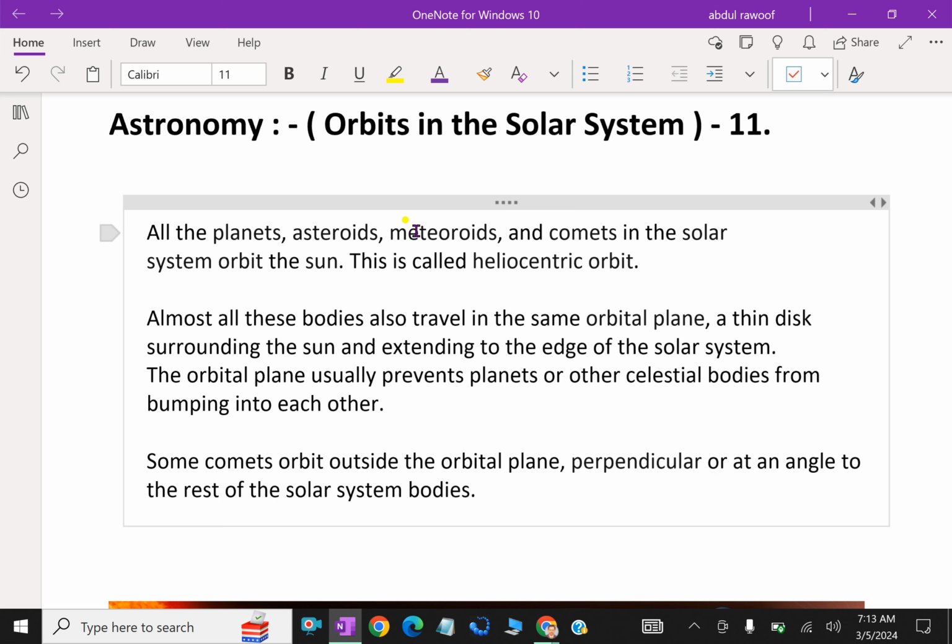Recall that the path of an object under the influence of gravity through space is called its orbit, whether the object is a spacecraft, planet, star, or a galaxy. An orbit, once determined, allows the future positions of the objects to be calculated.